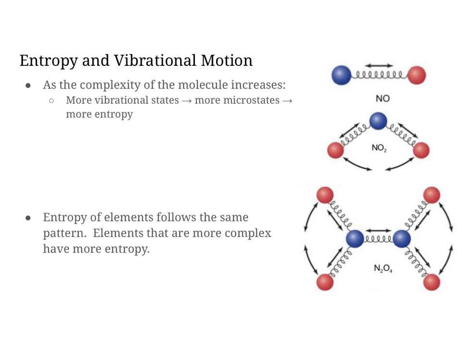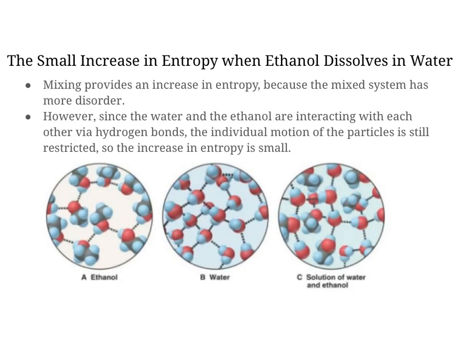So the deal is that entropy of elements tends to follow the same pattern. The more complex the element or the compound is, the more entropy the entity is going to have. And so that's really important to understand.